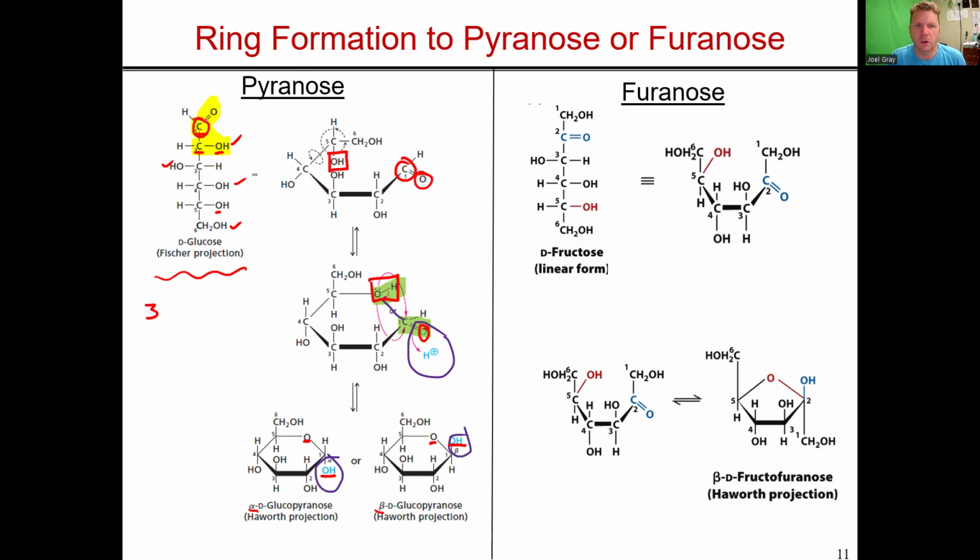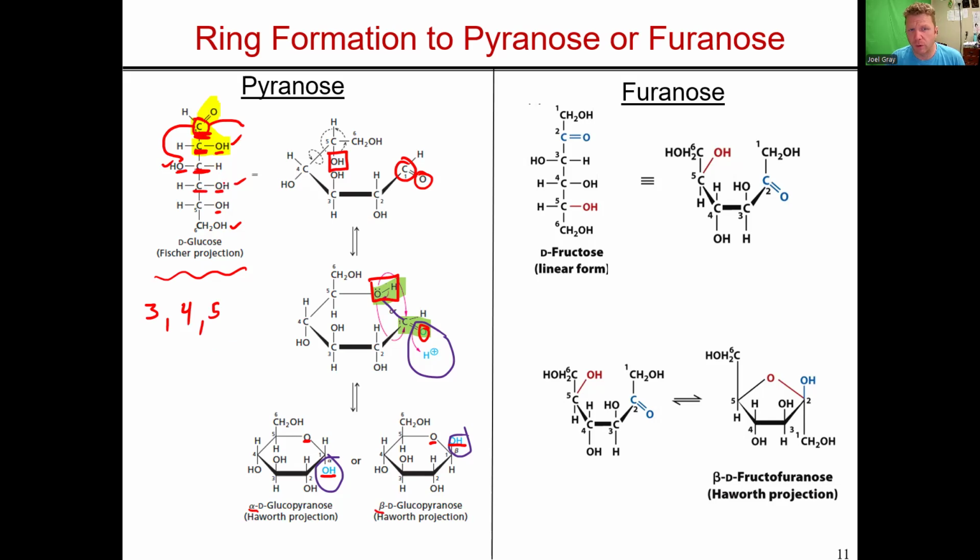Then this carbonyl could react with, oh, sorry, wrong side, this hydroxide group. So we could have 1, 2, 3, 4 members. So we could form a 4-membered ring. Alternatively, this carbon could react with this hydroxyl. So we could have 1, 2, 3, 4, a 5-membered ring.